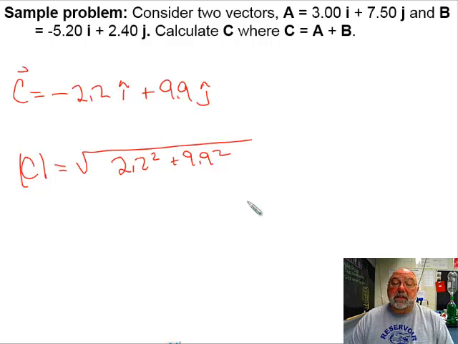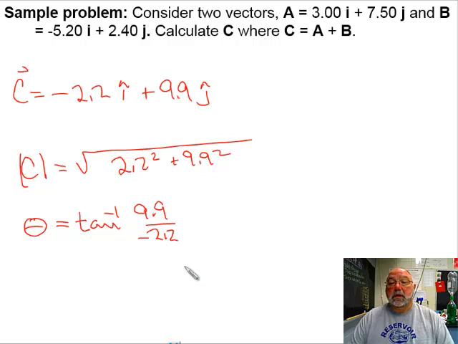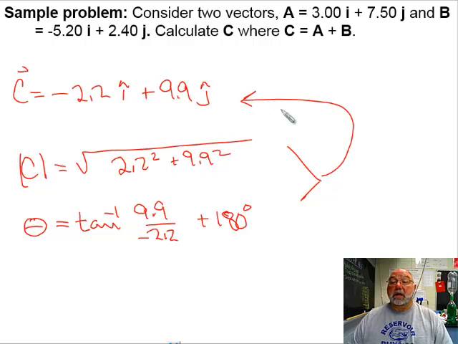And if we wanted to find the angle that it made with the positive x-axis, we would use the inverse tangent of the y component, the j component, over the x component. And this is in the second quadrant, so we have to add 180 degrees to get our final answer in magnitude and direction. These two are equivalent. They're the same vector.